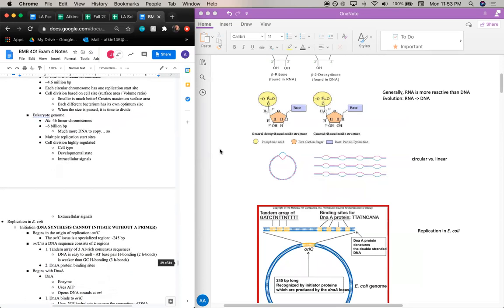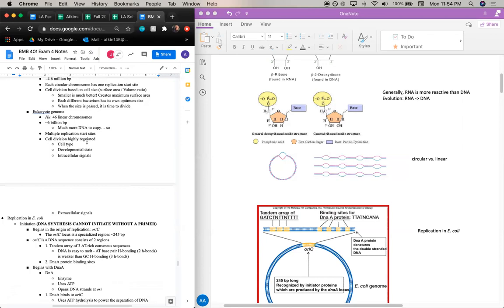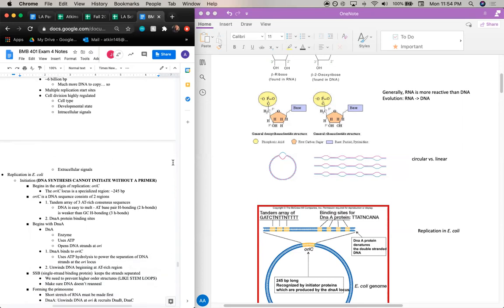As far as the eukaryote genome goes, humans have 46 linear chromosomes, so a lot more than that one circular chromosome, and we also have 6 billion base pairs. So obviously that's a lot more DNA to copy, so there are multiple replication start sites. And we can kind of see this in this figure here. We have a start site, one here in the circle here, and then multiple on the linear chromosomes. Okay, and also in eukaryotes, we see cell division is highly regulated, including cell type and developmental state and intracellular signals and extracellular signals. So all these things can influence what cell division is doing.